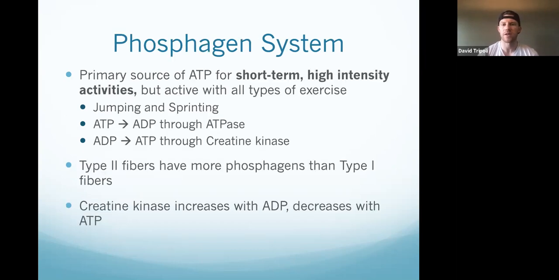So again, the phosphagen system's primary source of ATP is for short-term, high-intensity exercises, so jumps, sprints, those types of things. But it will be active with all types of exercise, so you still will use your phosphagen system. It's going to definitely be used in these high-intensity exercises.